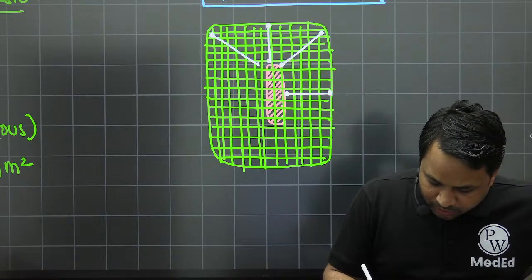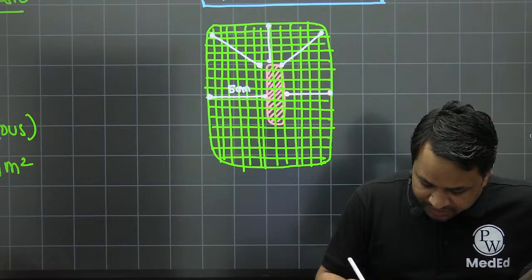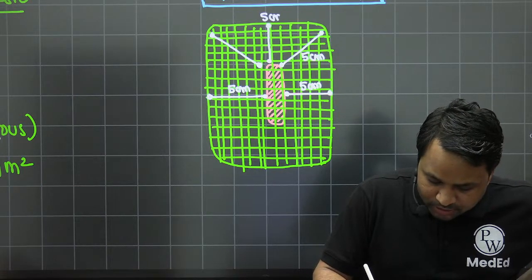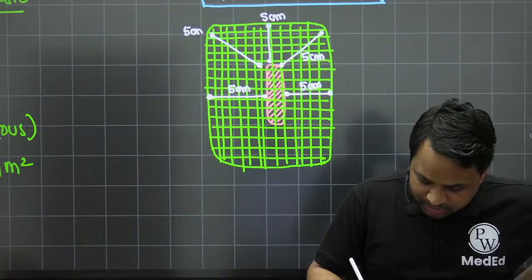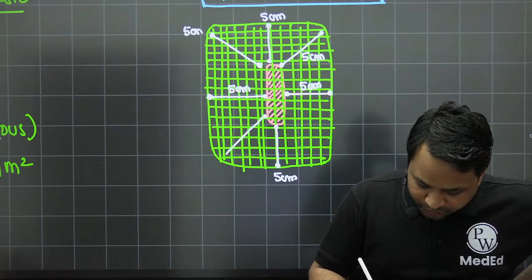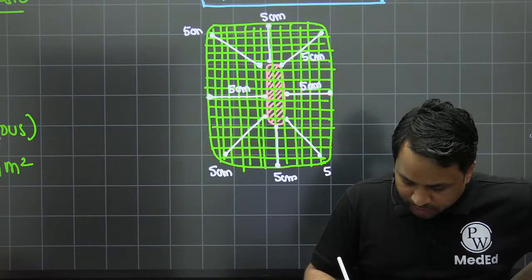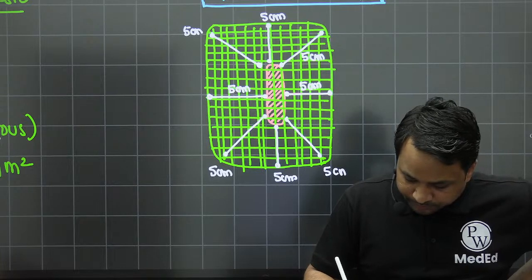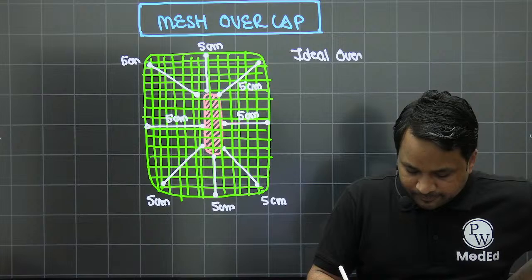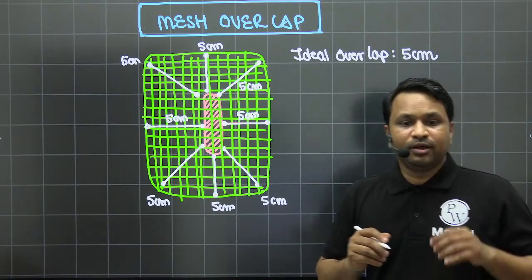the ideal overlap is going to be 5 centimeters. All these have to be 5 centimeters. No matter in whichever direction you are measuring, this overlap has to be 5 centimeters. If you are able to achieve a minimum overlap of 5 centimeters and above in all directions, this is what we call an ideal overlap. So we say the ideal overlap is 5 centimeters.